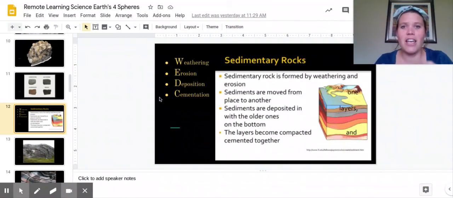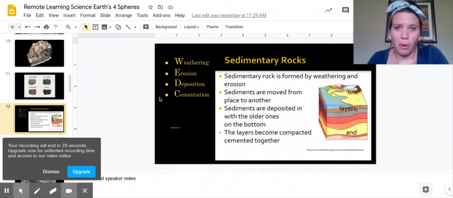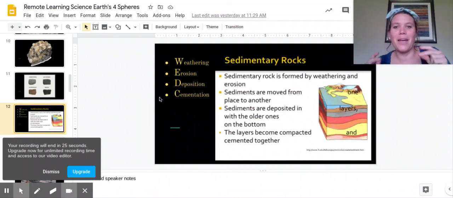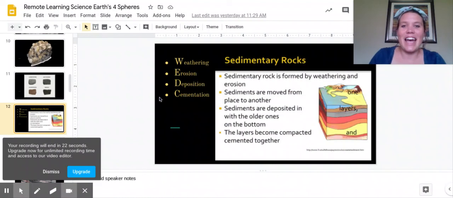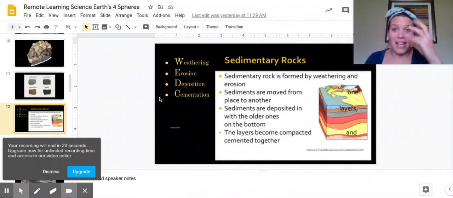If you want to become sedimentary, you got to go through WEDC. One more time, ready? If you want to become sedimentary, you got to go through WEDC.